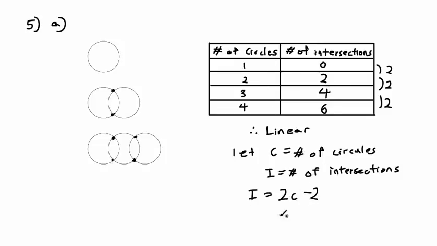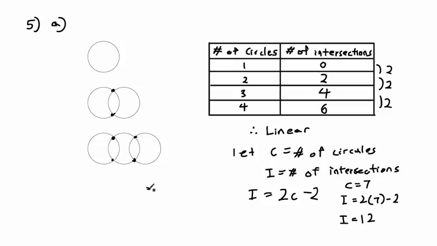Okay, so now based on this, we have to extrapolate the relation to predict the outcome for the 7th step. So when C equals 7, when there are 7 circles, we do I equals 2 times (7) minus 2. I equals 2 times 7, which is 14, minus 2, which is 12.